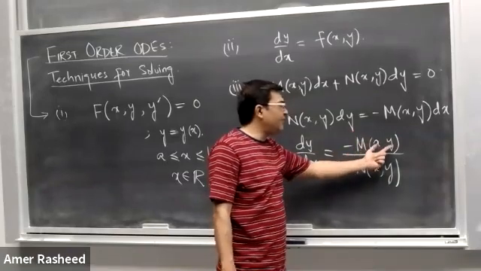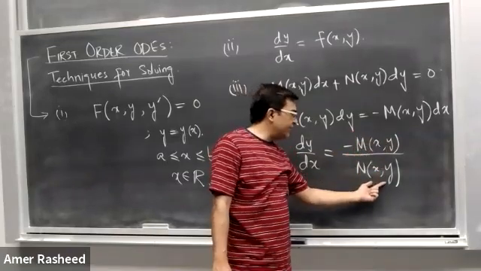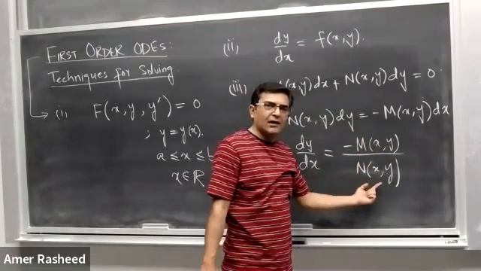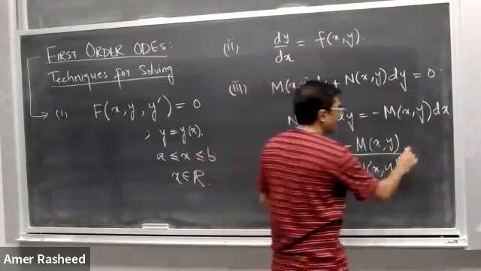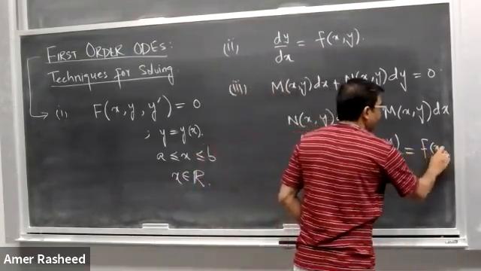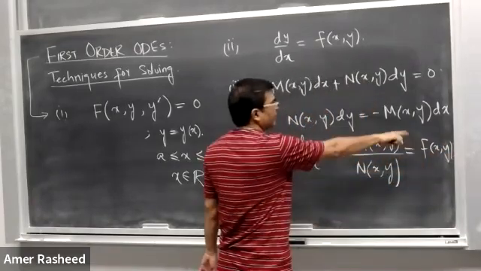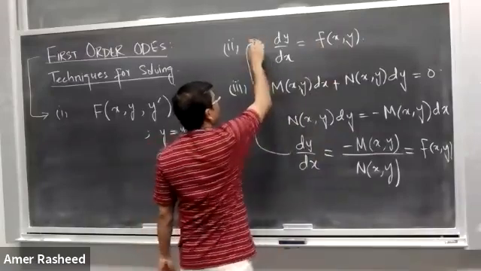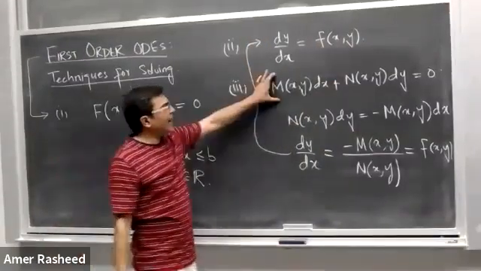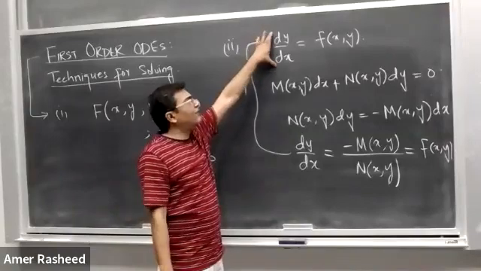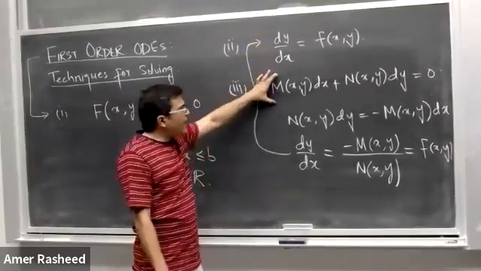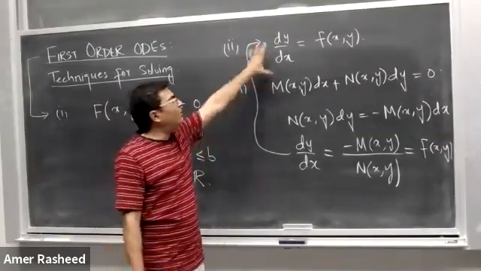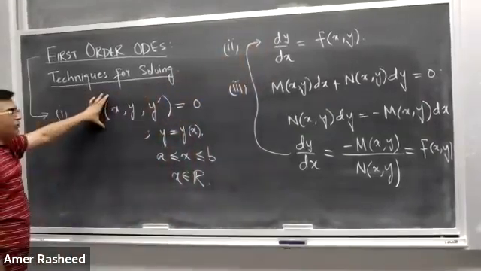M of x y is a function of x y. This denominator is again a function of x y. So as a whole, it is a function of x y. So we can write it f of x y in general, so this differential equation can now be written in this form. So this is again a special case of this form. So we can write first order differential equation in this form, in this form, in this form.